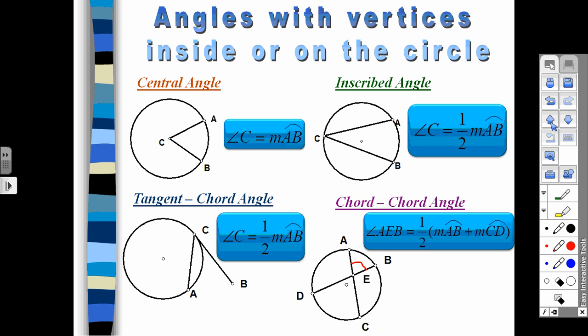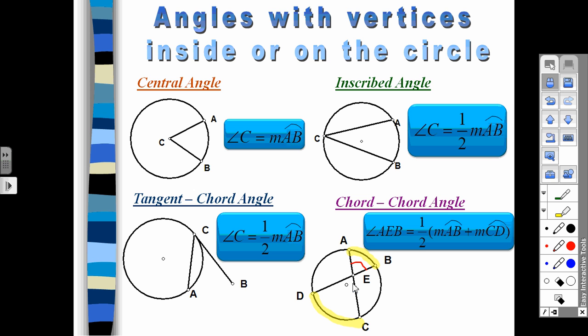AEB, then what you're going to do is you're going to take the two arcs that are associated with it, so arc AB and arc DC, which is opposite the vertical angle to that one, okay? And you're going to add them together and divide by 2. Basically, you're taking the average of the arcs. Okay, so whatever this measure is, plus that measure, divided by 2, is going to be this angle right here, which is also that angle, because they're vertical angles, right?